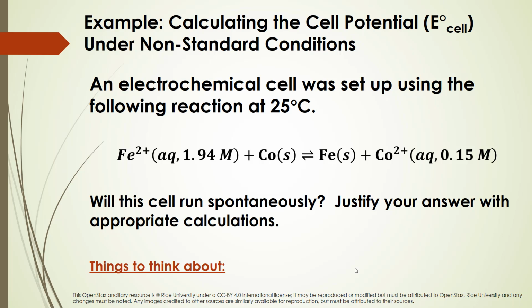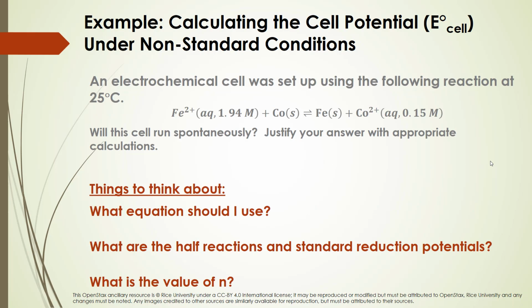So we have an electrochemical cell that was set up using this reaction, which we'll talk about, and it's at 25 degrees C, so we can use our shortcut. Now, we have iron 2+ cations in solution, and notice that the concentration is 1.94 molar. That tells us right away we're going to have to use the Nernst equation. Over here, it's going to react with cobalt metal, and we're going to get iron metal and cobalt 2+ cations in the concentration of 0.15 molar. So again, use the Nernst equation. And what we want to know is whether the cell will run spontaneously, and we want to justify our answer with appropriate calculations. We'll see how to do that.